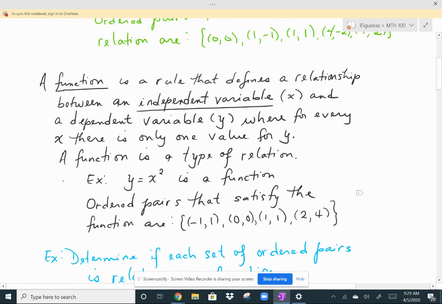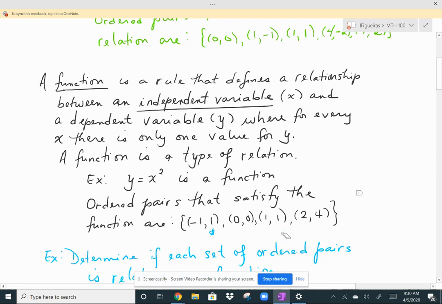Here's an example, y equals x squared. Ordered pairs that satisfy that function are (-1, 1), (0, 0), (1, 1), (2, 4). There are actually infinitely many ordered pairs that satisfy that function, but this is just an example. So for every x value, there's only one y value. Now it is possible for the y values to be repeated, as you see here, I have (-1, 1) and (1, 1), but that's okay because the 1 is associated with a unique x. So in other words, your x's cannot be repeated, but your y's can.